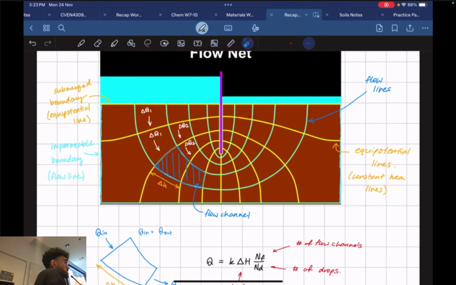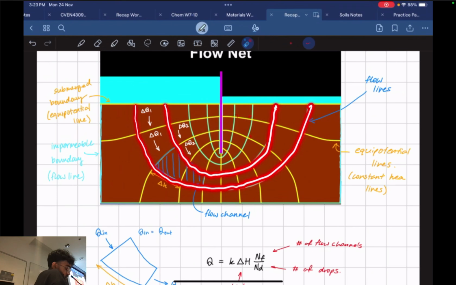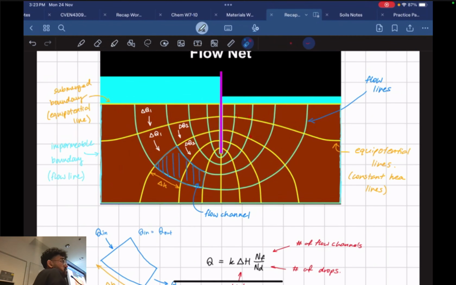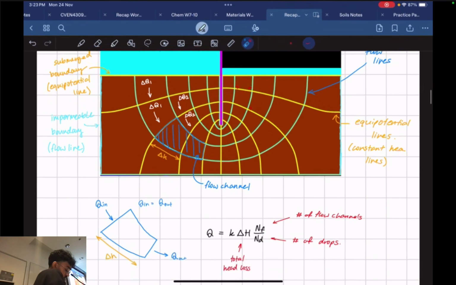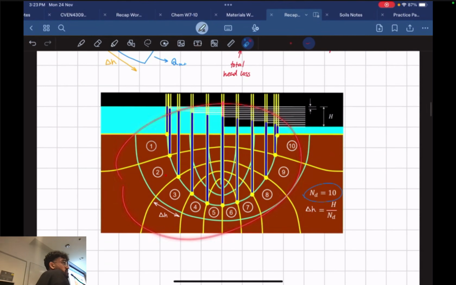The number of drops is where you take a look at one flow channel. Let's say I'm focusing on this flow channel here, between this flow line and this flow line. The number of drops is just the number of squares within that flow channel. So you've got 1, 2, 3, 4, 5, 6, 7, 8, 9, 10. That's 10 drops, so ND is equal to 10. The channels are 1, 2, 3, 4, 5, the blue lines.